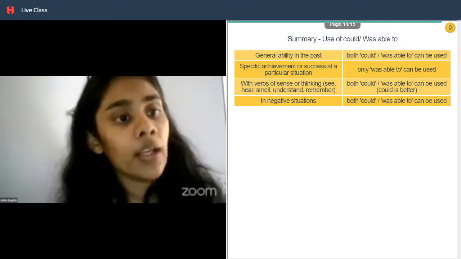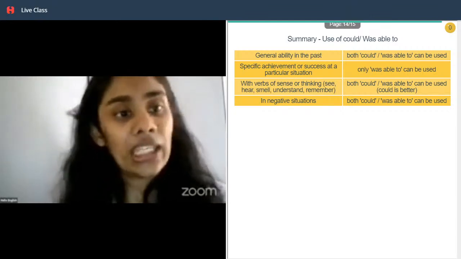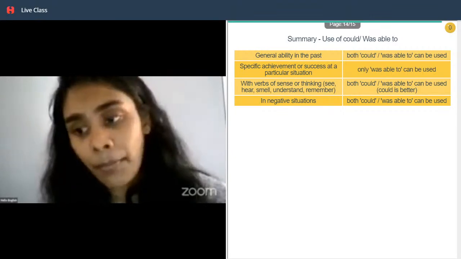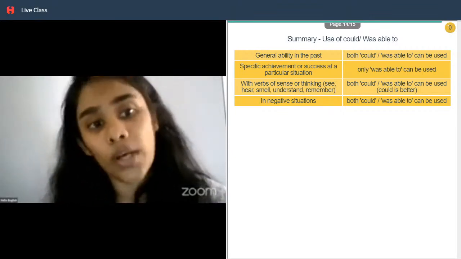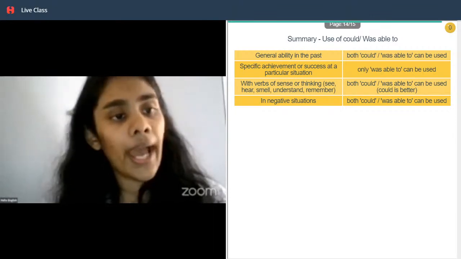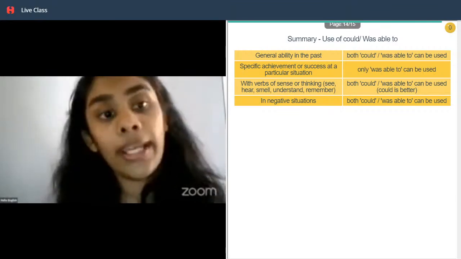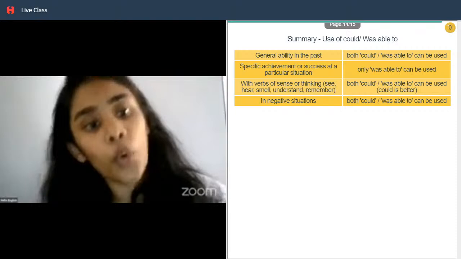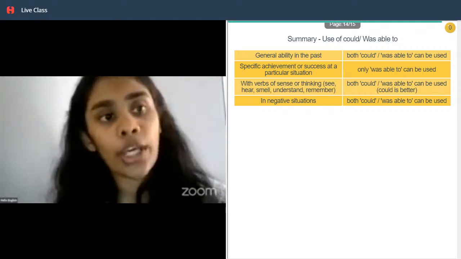Then with verbs of sense or thinking, like see, hear, smell, understand, remember, for all of these we use both could as well as was able to. Understood? And then in negative situations, both could as well as was able to can be used. So you can either take a screenshot or quickly note this down.